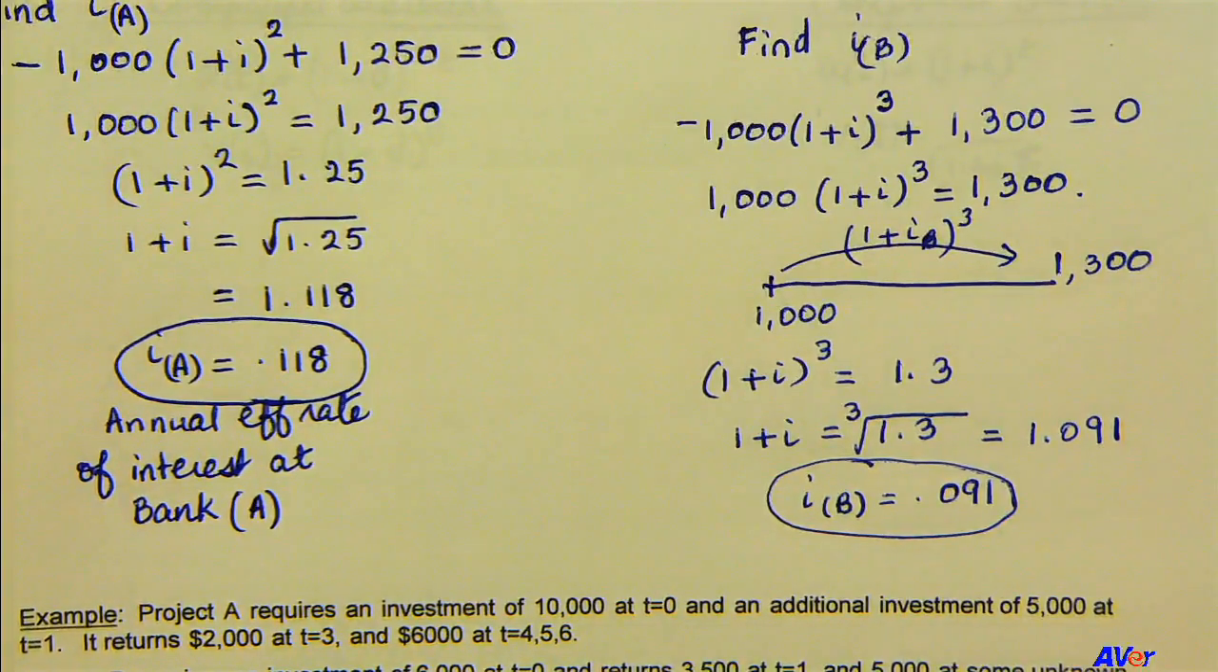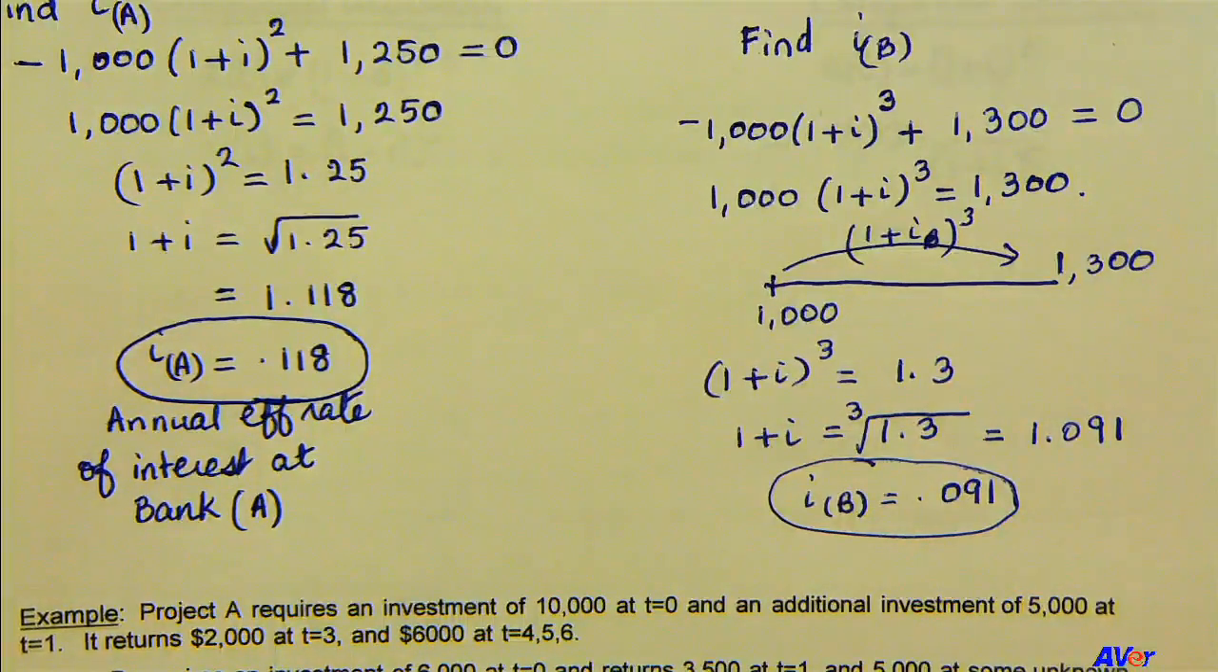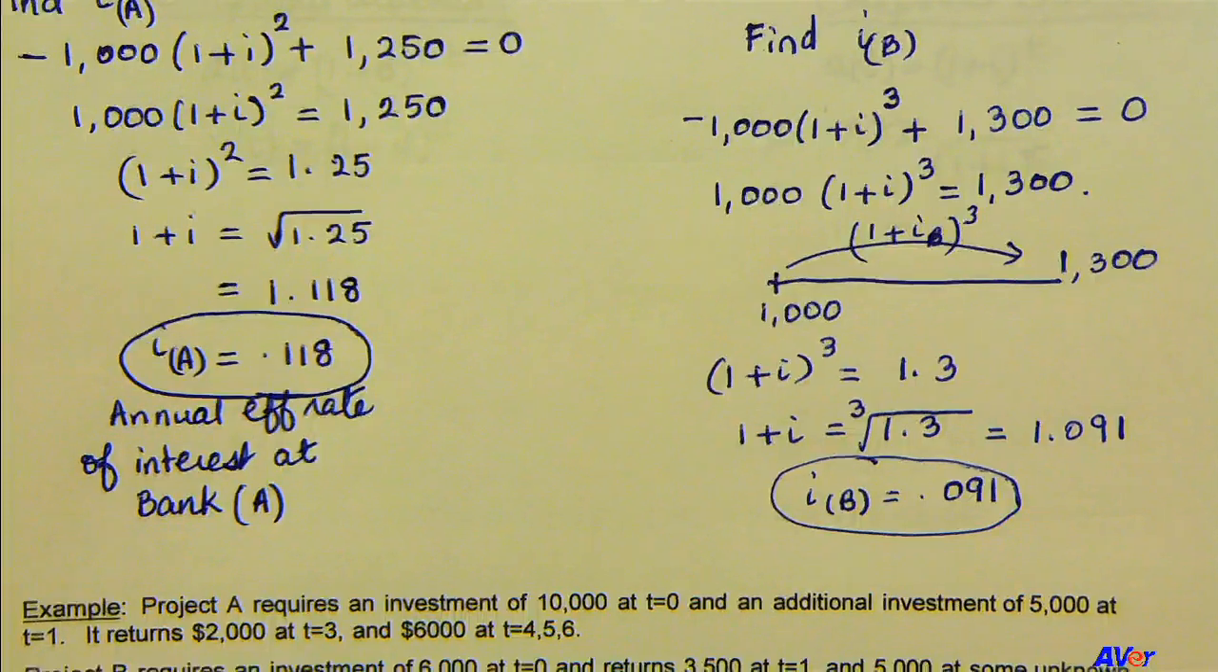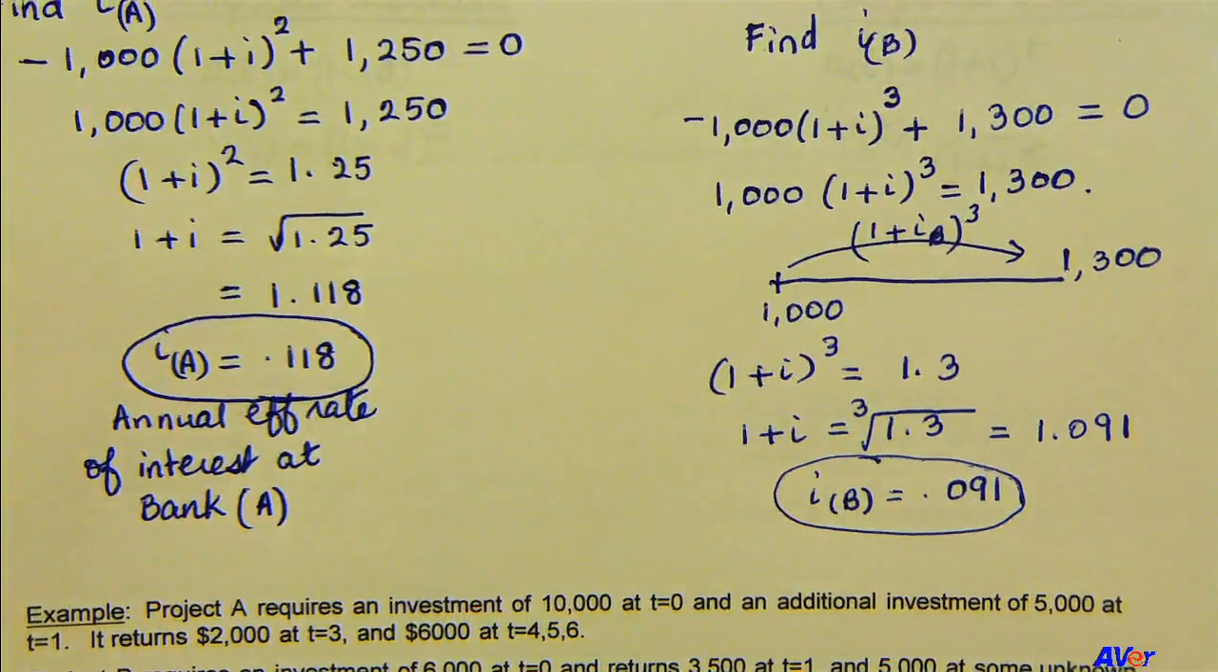Everybody good? Yes or no? Two ways to look at the same problem. One was net present value, the other was to find the effective annual interest rate for each method. Let's go to the next problem.